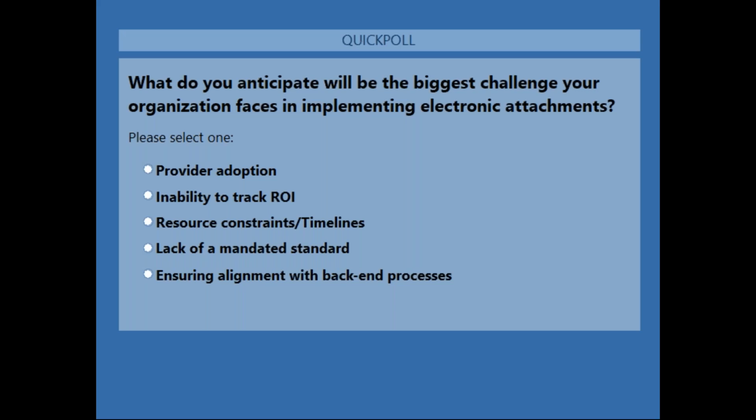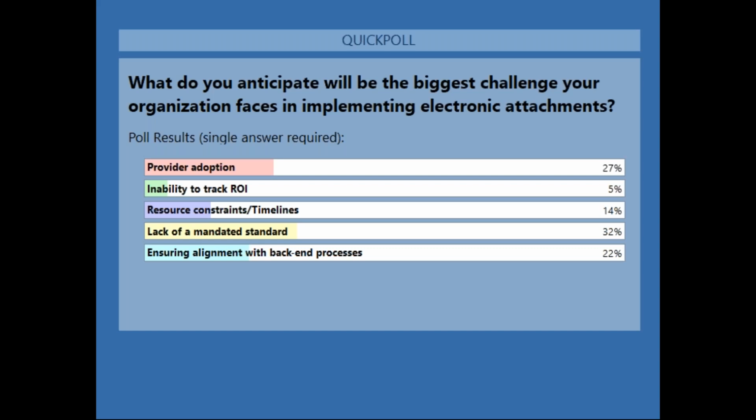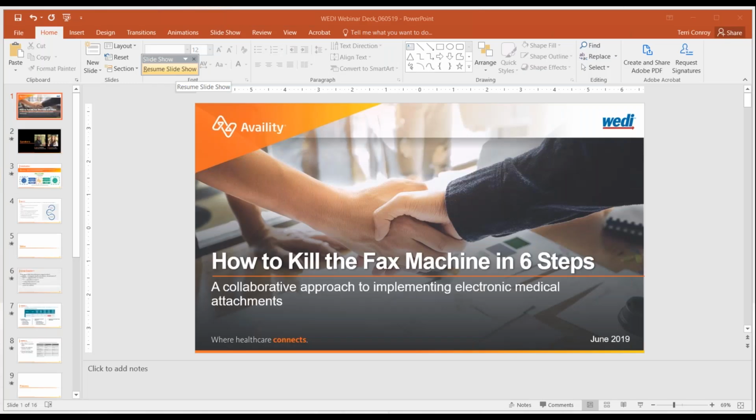I'm starting to see some values come in here. It looks like lack of mandated standard and ensuring alignment with back-end processes is leading the pack. And then third is provider adoption. The ones coming in last there are resource constraints and timelines. It does look like lack of mandated standard and provider adoption are hand in hand there. So good information. So if we've got those responses, let's move on to our next lesson.